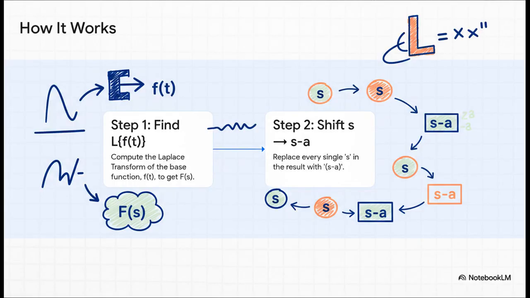And here's the best part. It boils down to this super simple two-step process. First, you just pretend that exponential part isn't even there and find the transform of whatever's left. Then, you just go back to your answer, and everywhere you see an s, you swap it out for s minus a. That's literally it.